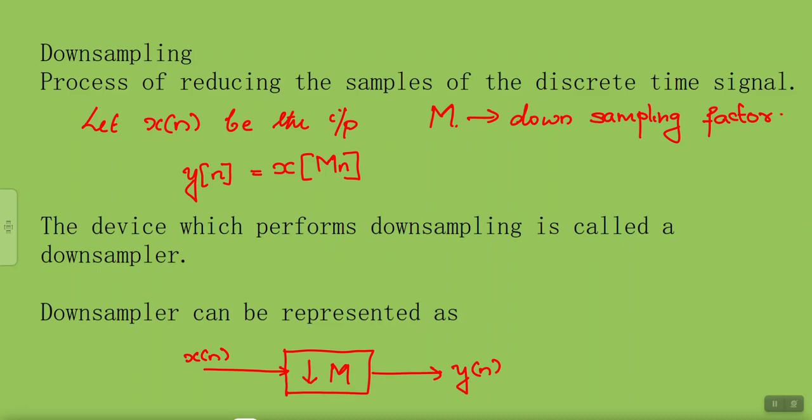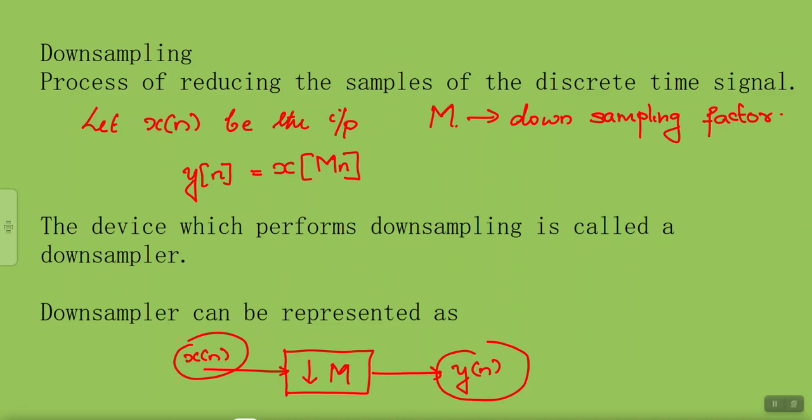The symbolic representation of a downsampler is represented by this figure. x of n is the input to the downsampler and y of n is the output of the downsampler. And the system downsampler is represented by a down arrow followed by the letter capital M, which means that the system is a downsampler by a factor of M.